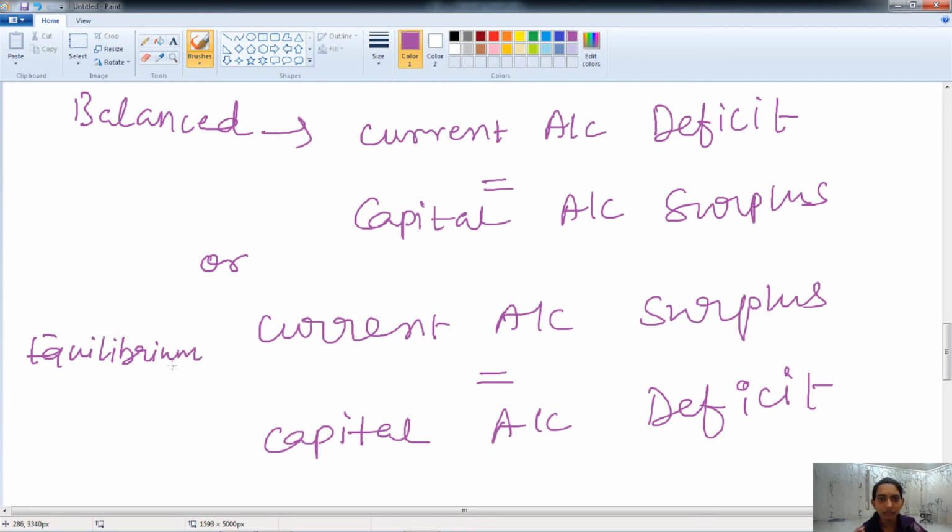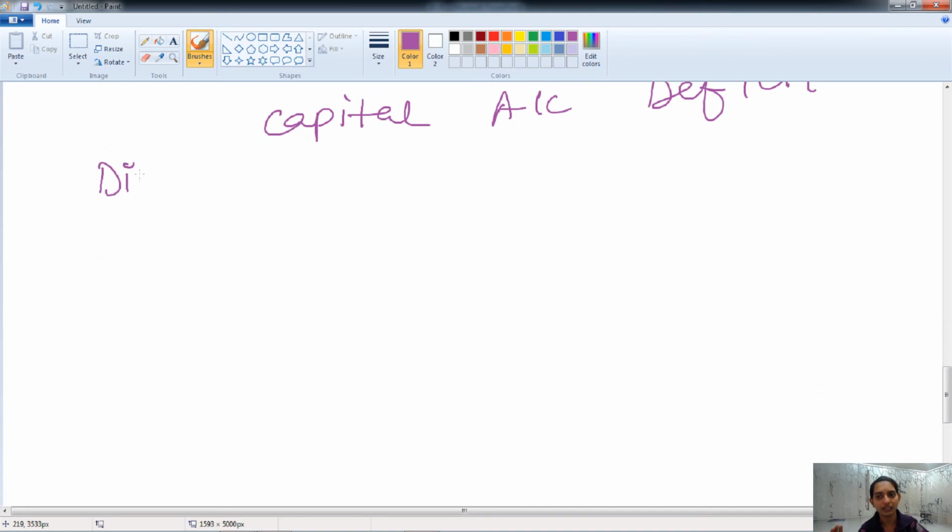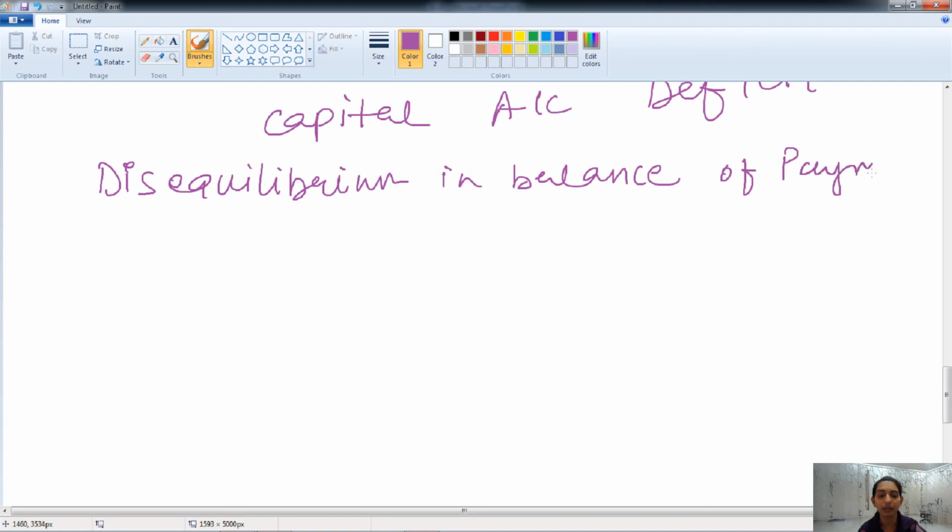But there are some cases when the deficit of the current account is not equal to the capital account surplus, or vice versa. That situation, when it is not balanced, is called the disequilibrium in balance of payment. We will talk about this disequilibrium, the various reasons behind it, its various types and causes, in detail in the next lecture of BOP.